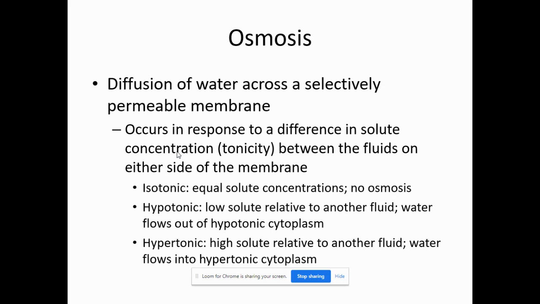Now, if you put that cell in a hypertonic environment, the exact opposite is going to happen. In a hypertonic environment, what happens? There are more solutes outside the cell than inside the cell. So where are the solutes going to go? They're going to go into the cell. Where's the water going to go? It's going to go outside the cell, and the cell is going to shrink.